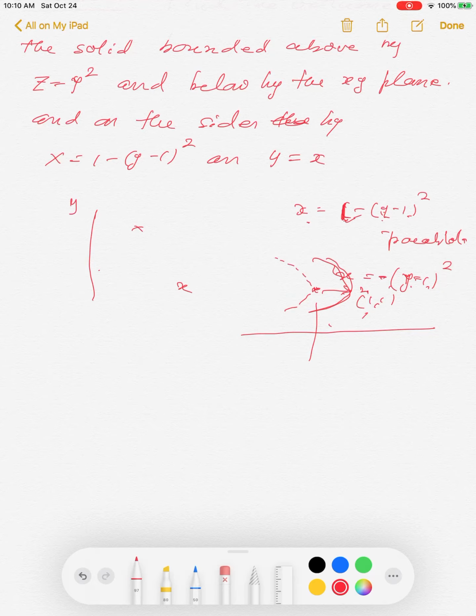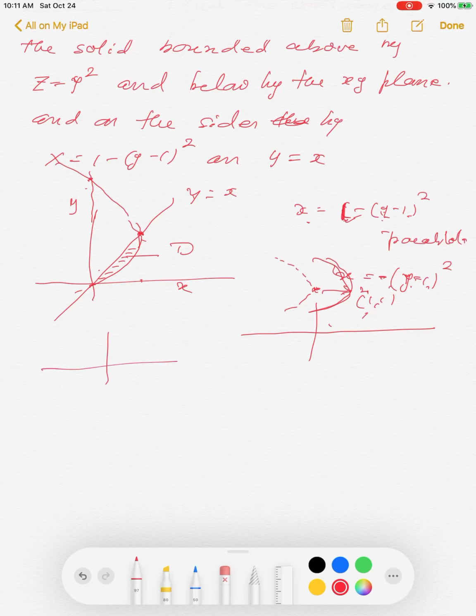That one doesn't look like a parabola, but alright, so let me draw the picture again. This is the line y equal to x, and this is the point 1, 1, and the parabola will be having a vertex here. And when will it cut the y-axis? That's when x is 0, y minus 1 square equal to 1. So it will cut y-axis at 0 and 2. So you are looking at this region. This is the region D over which you have to integrate.